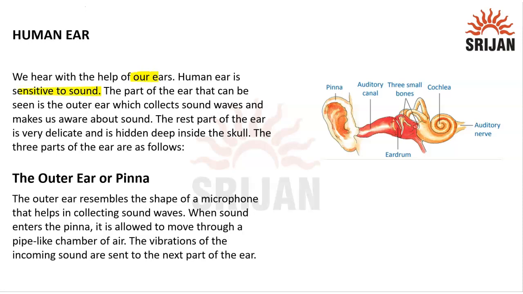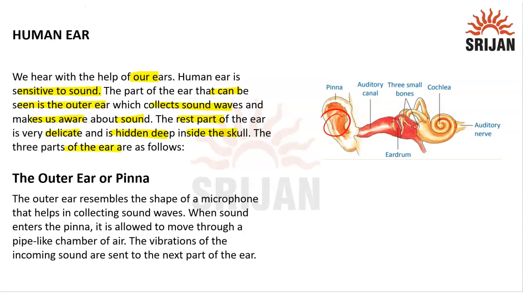The part of the ear that can be seen is the outer ear, which collects sound and makes us aware about it. So this is our external part, which we are able to see. The rest of the ear is very delicate and thin and actually hidden deep inside the skull.